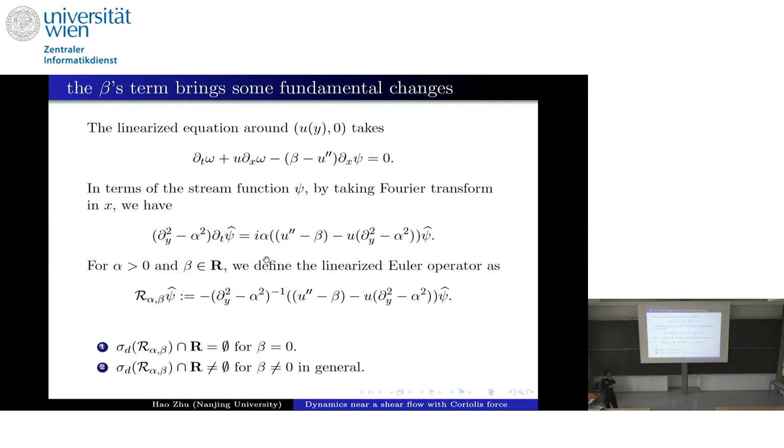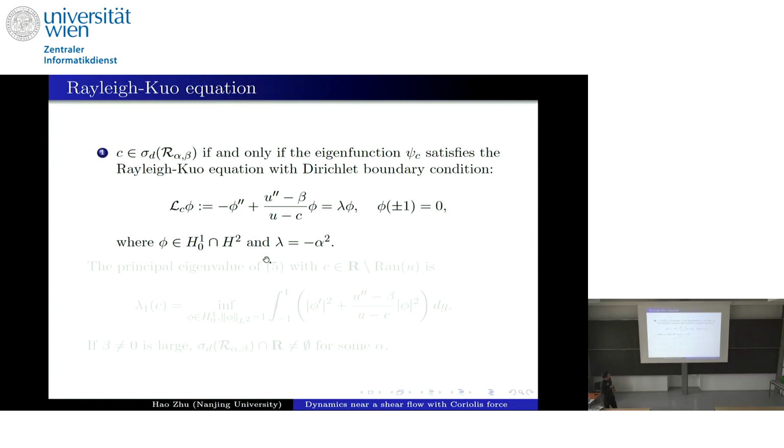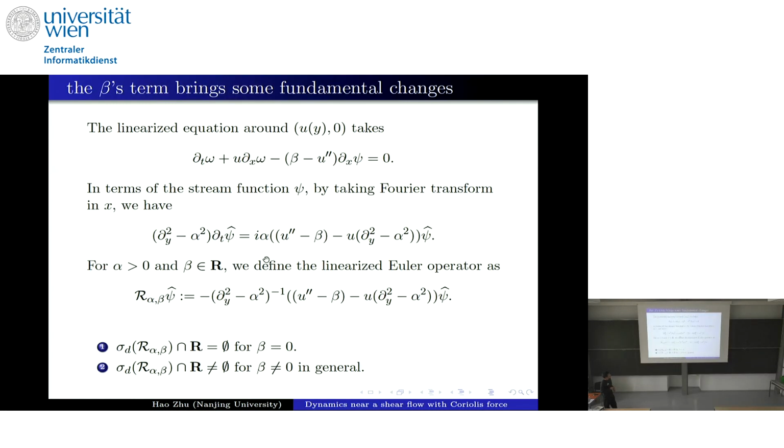Important difference: if beta is 0, then the isolated real eigenvalue set is empty. If beta is not 0, in general, it is not empty. And for the sign law, before it, there exist some isolated eigenvalues. And how do we look at this thing?